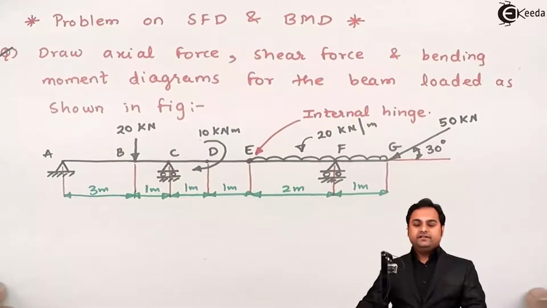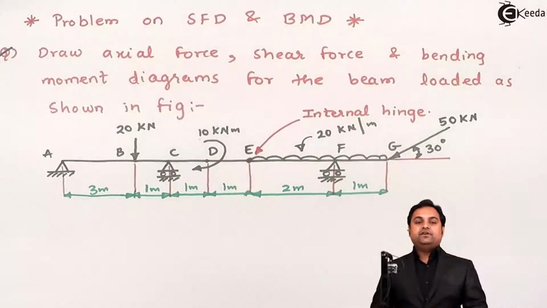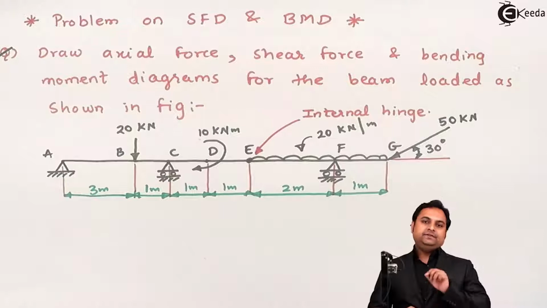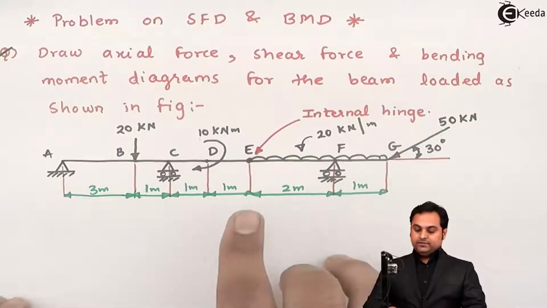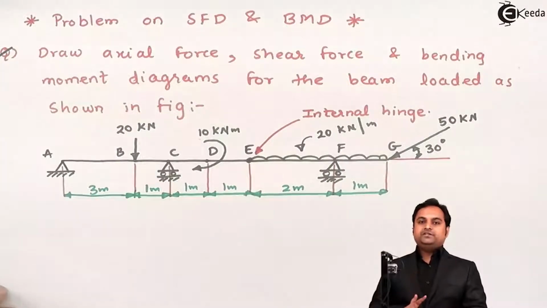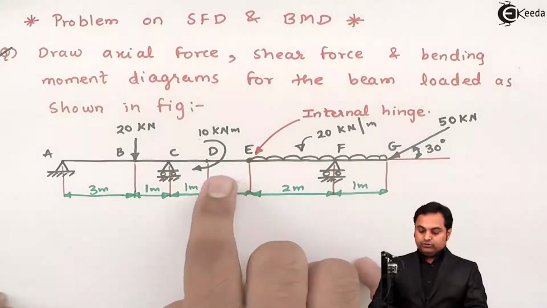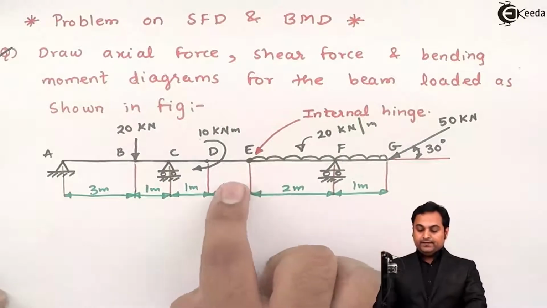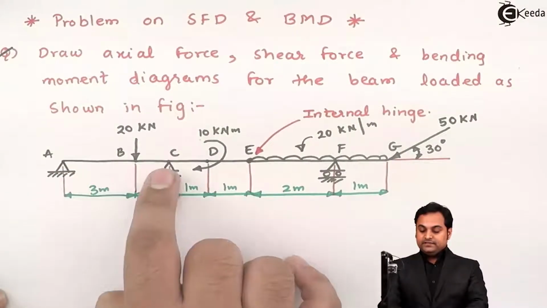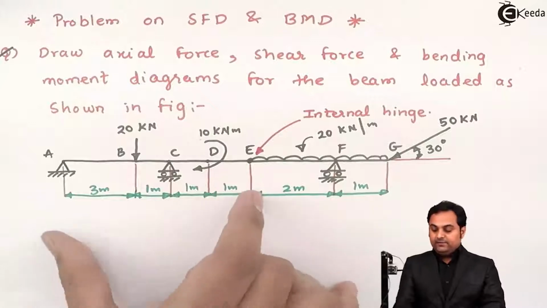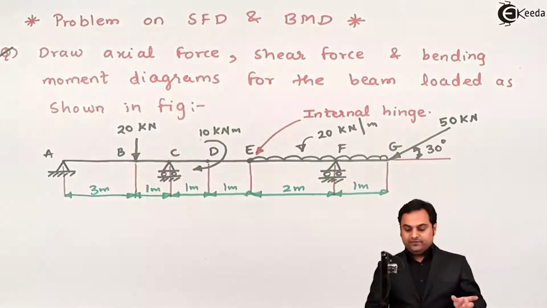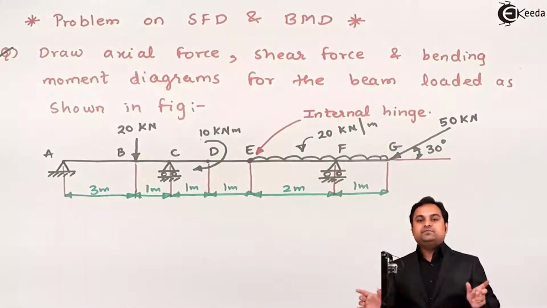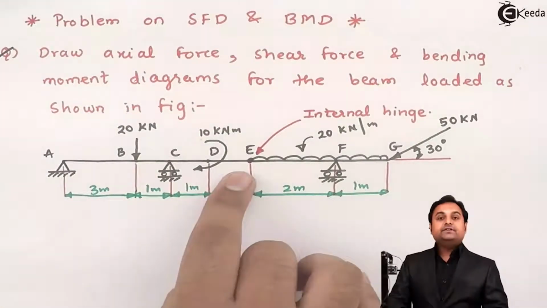Whenever they give us an internal hinge, at that time we have to remember that this beam will be divided at the internal hinge. That is, the beam will be divided into two parts. So, I'll say that when internal hinge is present at point E, then portion A, B, C, D and E will be the left hand portion of the beam. Then E, F, G, that will be the right hand portion. So the beam will be split into two parts at the internal hinge.